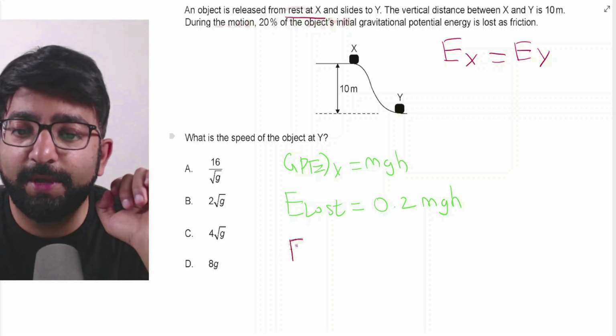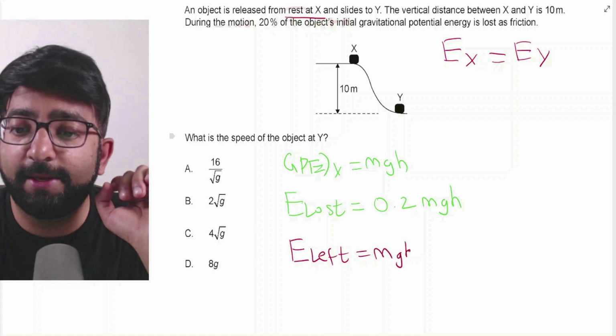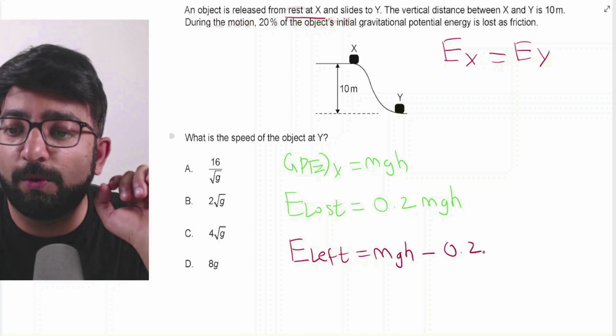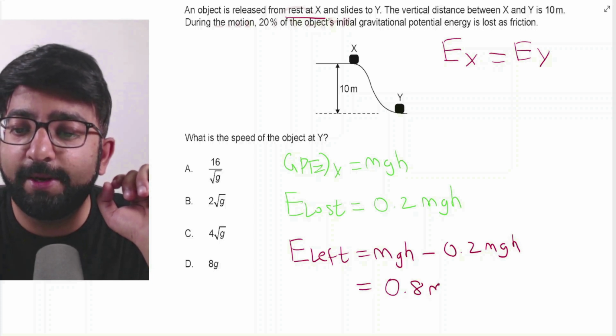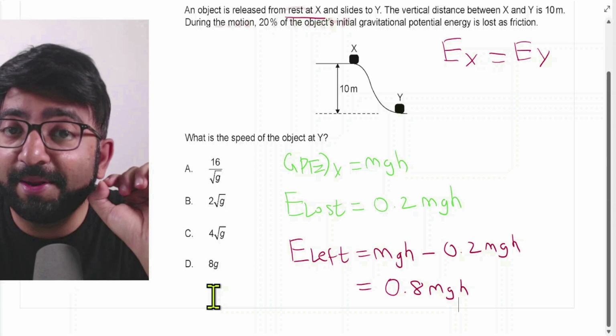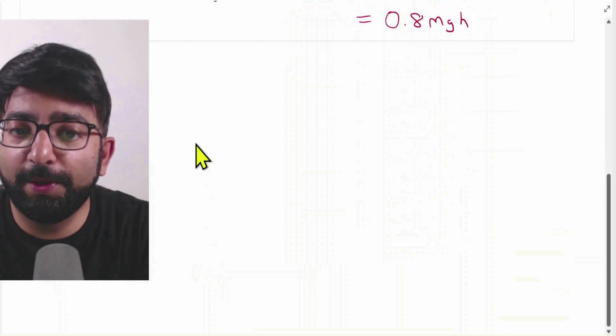So let's write down the energy which is left. We will subtract it. So the total energy was mgh, out of which 20% was lost as friction. So if we solve this, we will get 0.8 mgh. And now the trick to solving this question is we have to account for friction. So how do we do that?